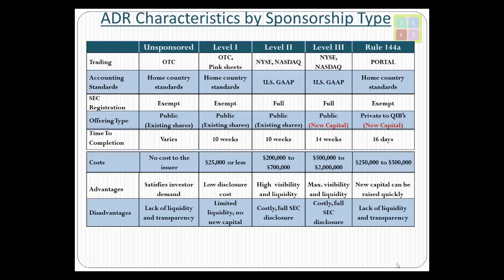Under sponsorship level 2, it is costly. It requires full SEC disclosure, and again, you cannot raise any new capital. Under level 3, the disadvantage is that it's costly. It requires full SEC disclosure, and under SEC Rule 144A, there is lack of liquidity and transparency.